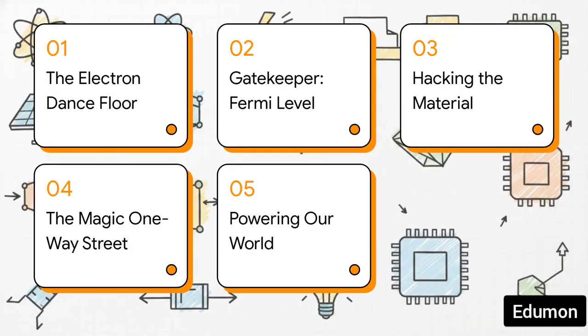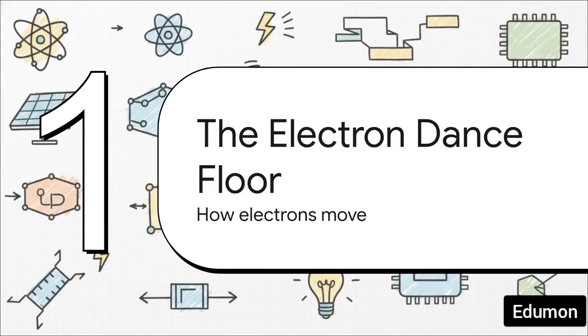So here's how we're going to tackle this. We'll start with the real basics of how electrons move, then we'll uncover the secret rules that they all follow. After that, we get to the fun part, learning how we can hack those rules and see how that one simple trick literally built the modern world. All right, let's jump right in.